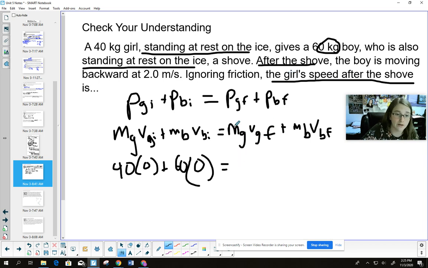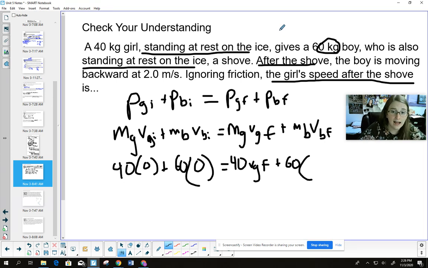So we're looking for the girl's speed, so I need to be careful with how I plug this in. The mass of the girl is still 40. We are looking for her speed after, plus the mass of the boy is 60. Now, we need to be careful how we designate this. The boy is moving backward at 2 meters per second. You can call that this direction or this direction. We don't necessarily know what backward is. You just have to say, if you want to call this positive, keep in mind that if we do the math and the girl's speed comes out to be negative, that means they're traveling in different directions. So I'm going to go ahead and call this 2 positive.